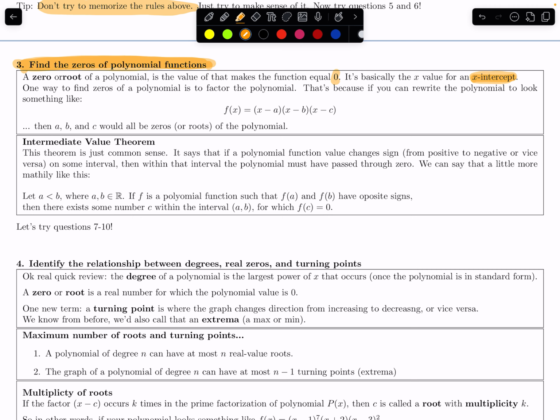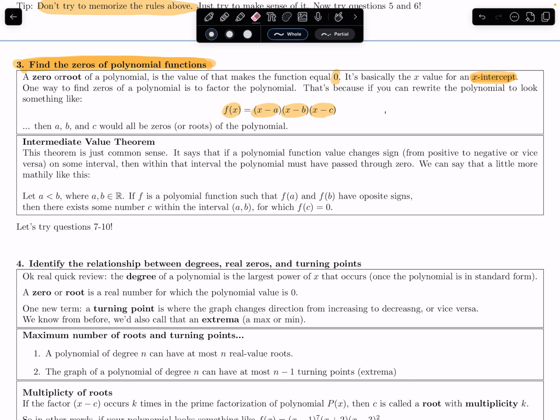Okay, so one way to find the zeros of a polynomial is to factor it. That's because if you can write a polynomial to look something like this, f of x equals x minus some number times x minus some other number times x minus another number. And, you know, maybe you have more. More generally, you could say x minus a1, x minus a2, and so on, however many you have.